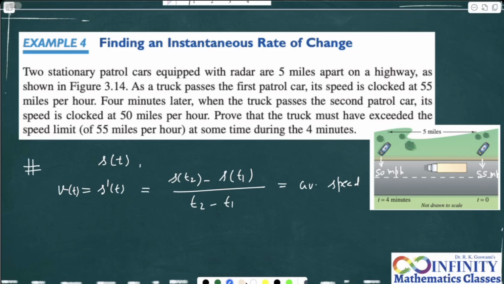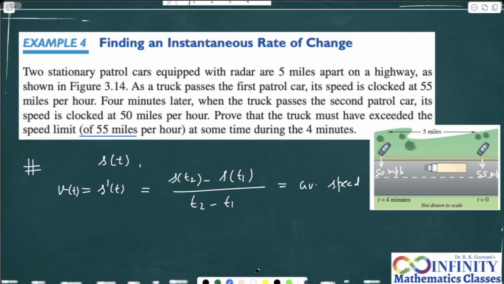That means the maximum speed on this road is 55. So the truck must have crossed this limit. This is the statement we need to prove: 55 miles per hour. Any doubt there?